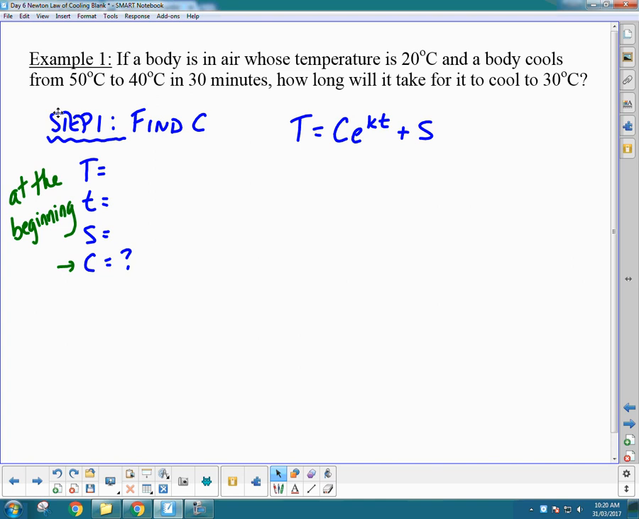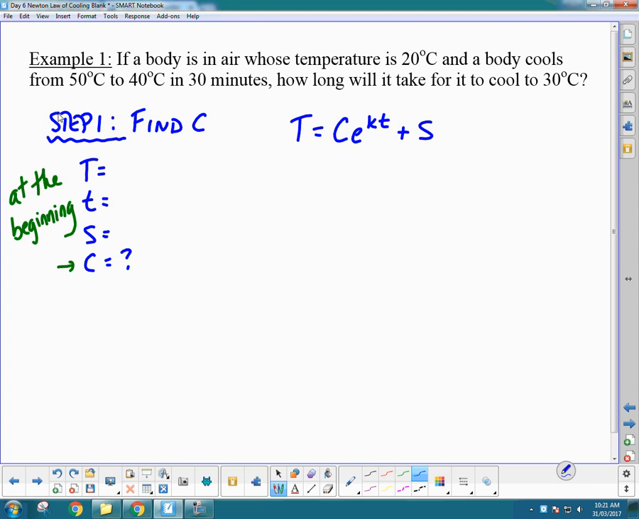So we can use logic here and get the answer really quickly, but I want to show you mathematically why that answer works. If we consider that at the beginning the actual body is 50 degrees Celsius, and the surrounding air is 20, then of that 50 degrees, 20 is taken care of by the surrounding air. That means the actual item must be 30. So the 50 gets split up: 20 degrees comes from the surrounding temperature, and the body itself is 30. So I know that C is going to be 30. I'm going to show you mathematically why that is.